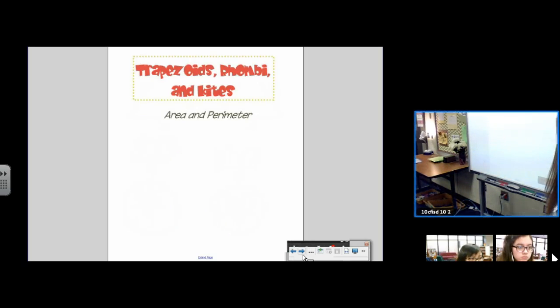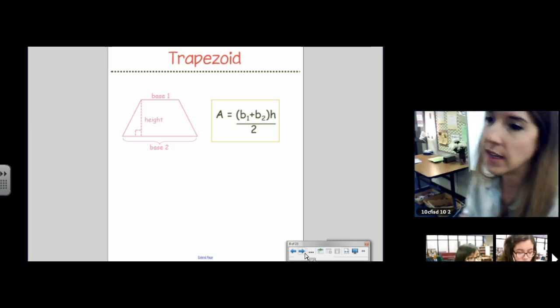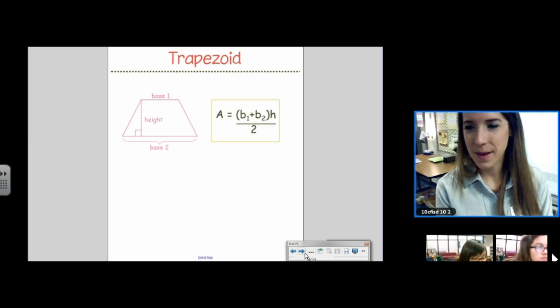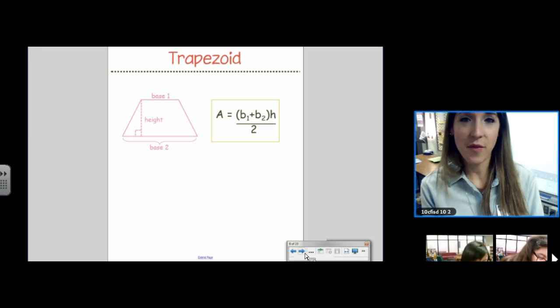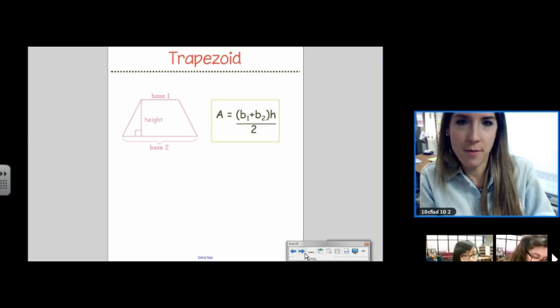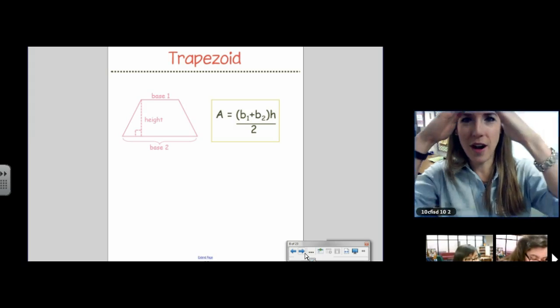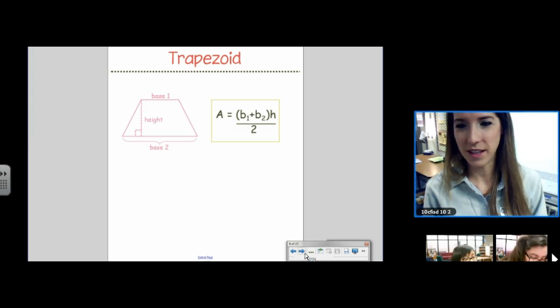Today's lesson is trapezoid, rhombi, kite. So title your note. We're going to dive right into the formula of a trapezoid. You find the sum of the bases, base 1 plus base 2. Multiply by the height of that trapezoid and divide by 2. It looks a lot like the formula for triangle, base times height divided by 2, except it's just the sum of the bases times the height divided by 2. Because a trapezoid is really just a triangle with its head cut off, right? So that's why it makes sense that the formula is very similar.